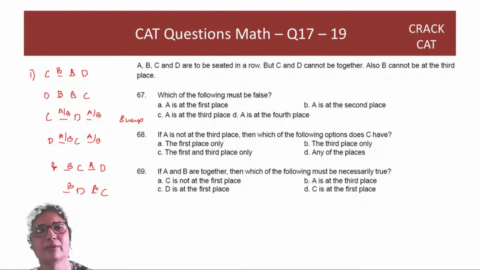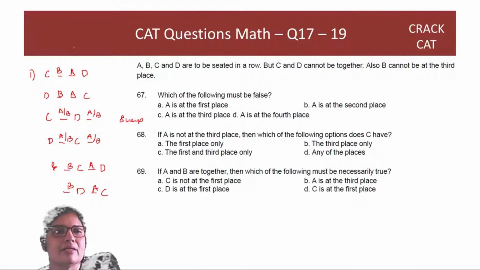So which of the following must be false? In none of these cases, right, is A at the first place. If you see, here not, here not. A is never at the first place. A can be at the second place. Here A can be at the third place. A can be at the fourth place here, but A is never at the first place.